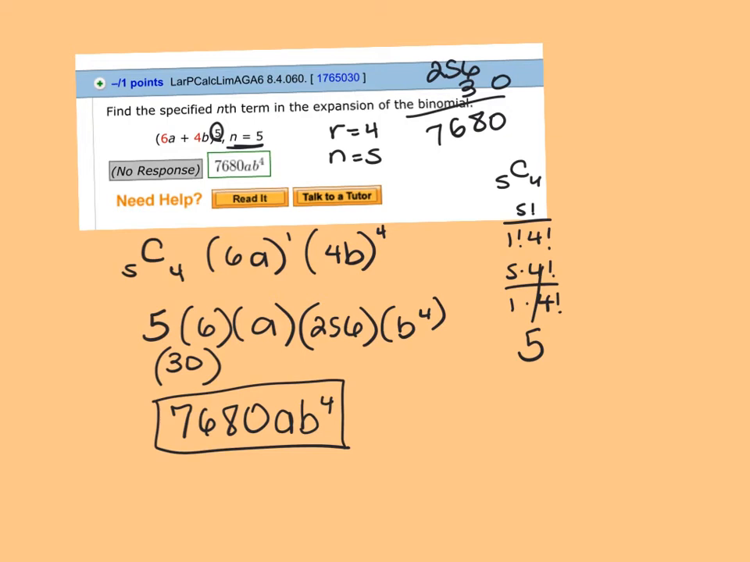Why is 6a to the first power? Because it's n minus r. So if n is 5 and r is 4, it should have been raised to the first.